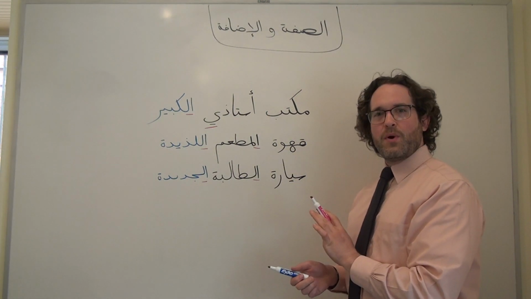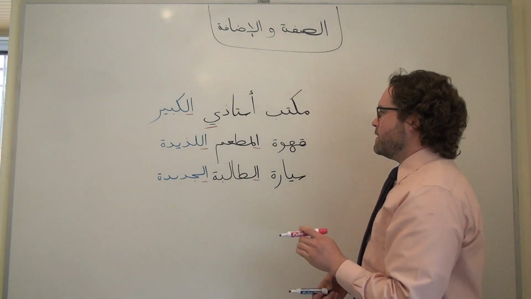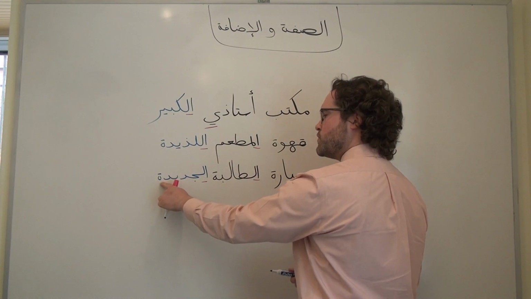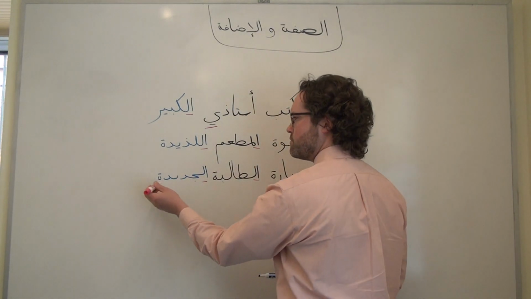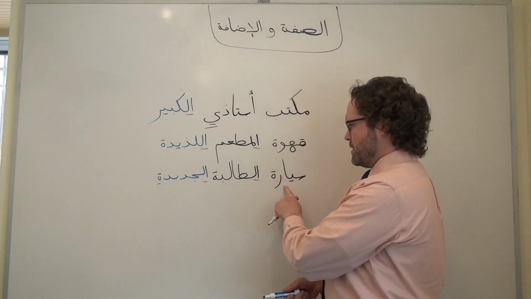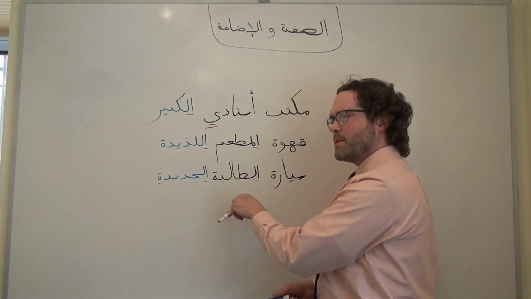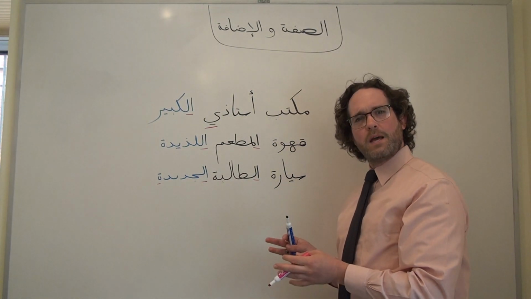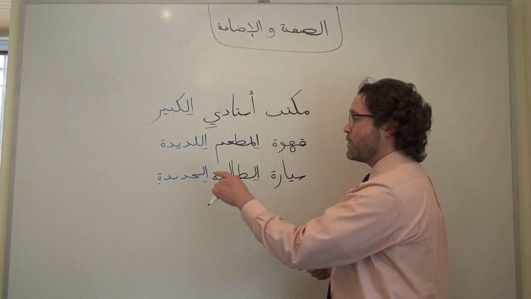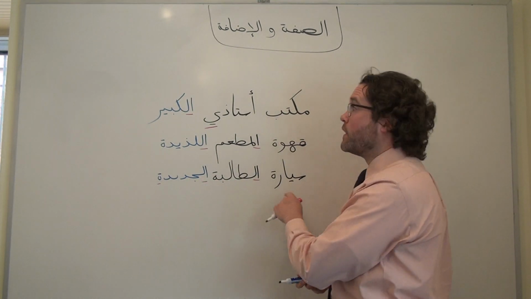You'll notice, though, that sometimes this can create a little bit of ambiguity. Here, with the student's car, we've described the سيارة as جديدة, grammatically feminine, because سيارة, car, is grammatically feminine, but so is الطالبة. So there's a little bit of ambiguity there, and it's going to be up to us to know from context whether we're talking about the new student or the new car.